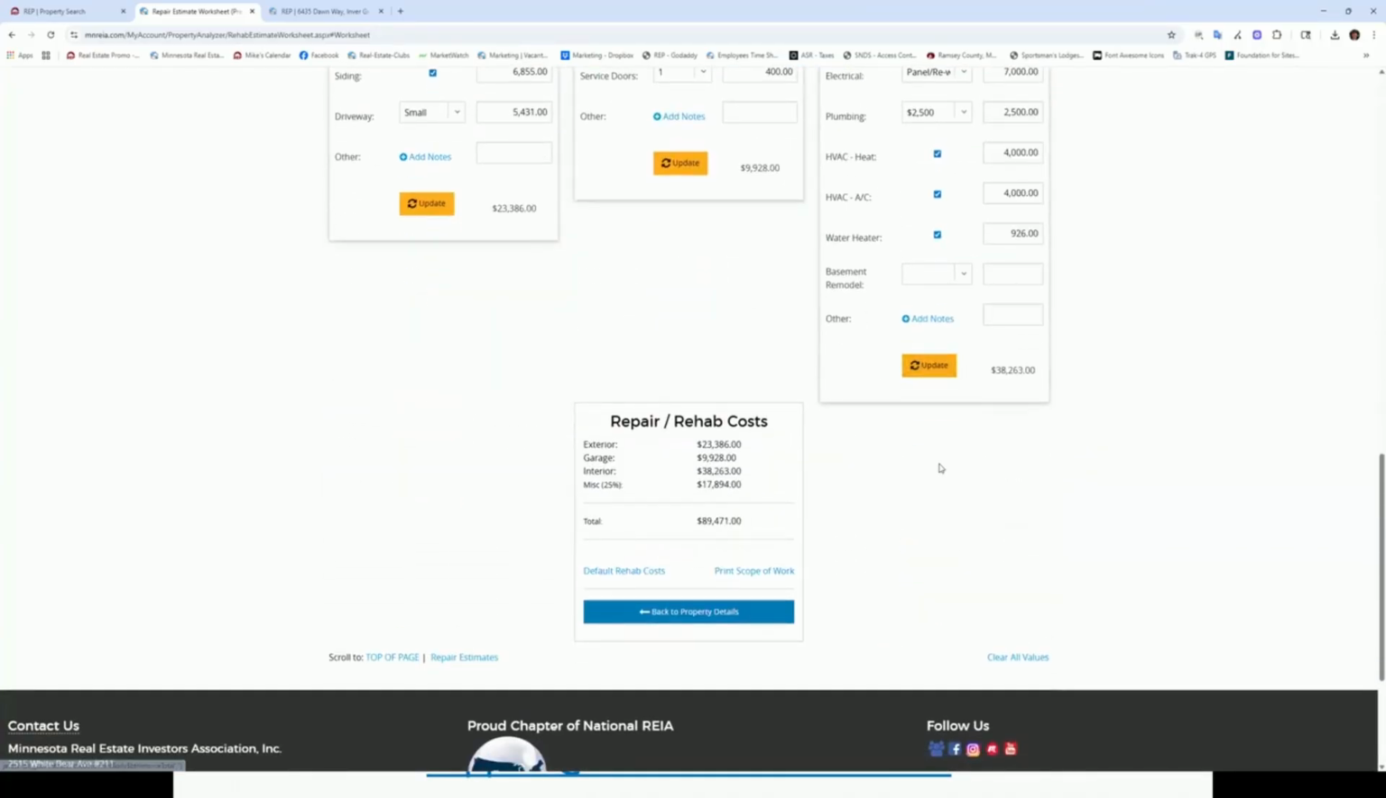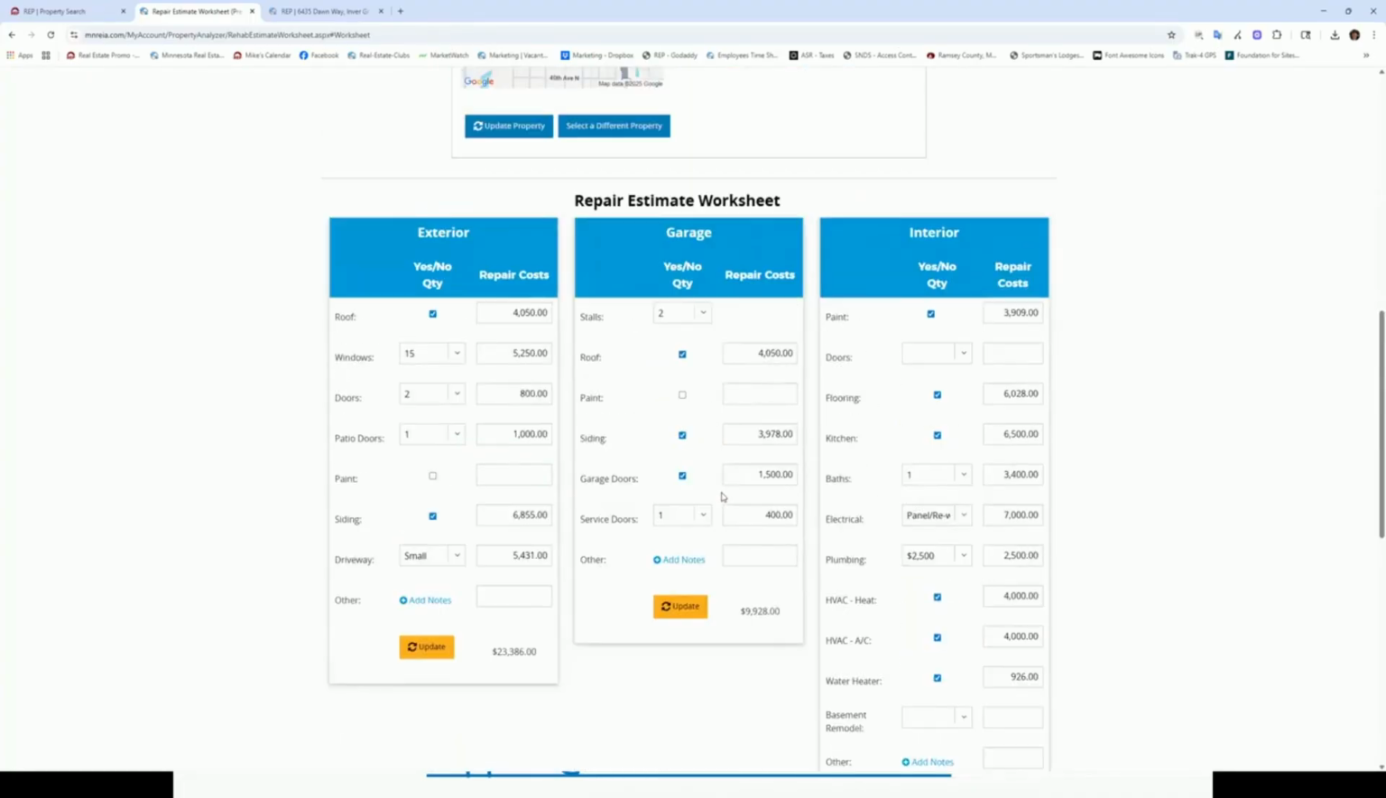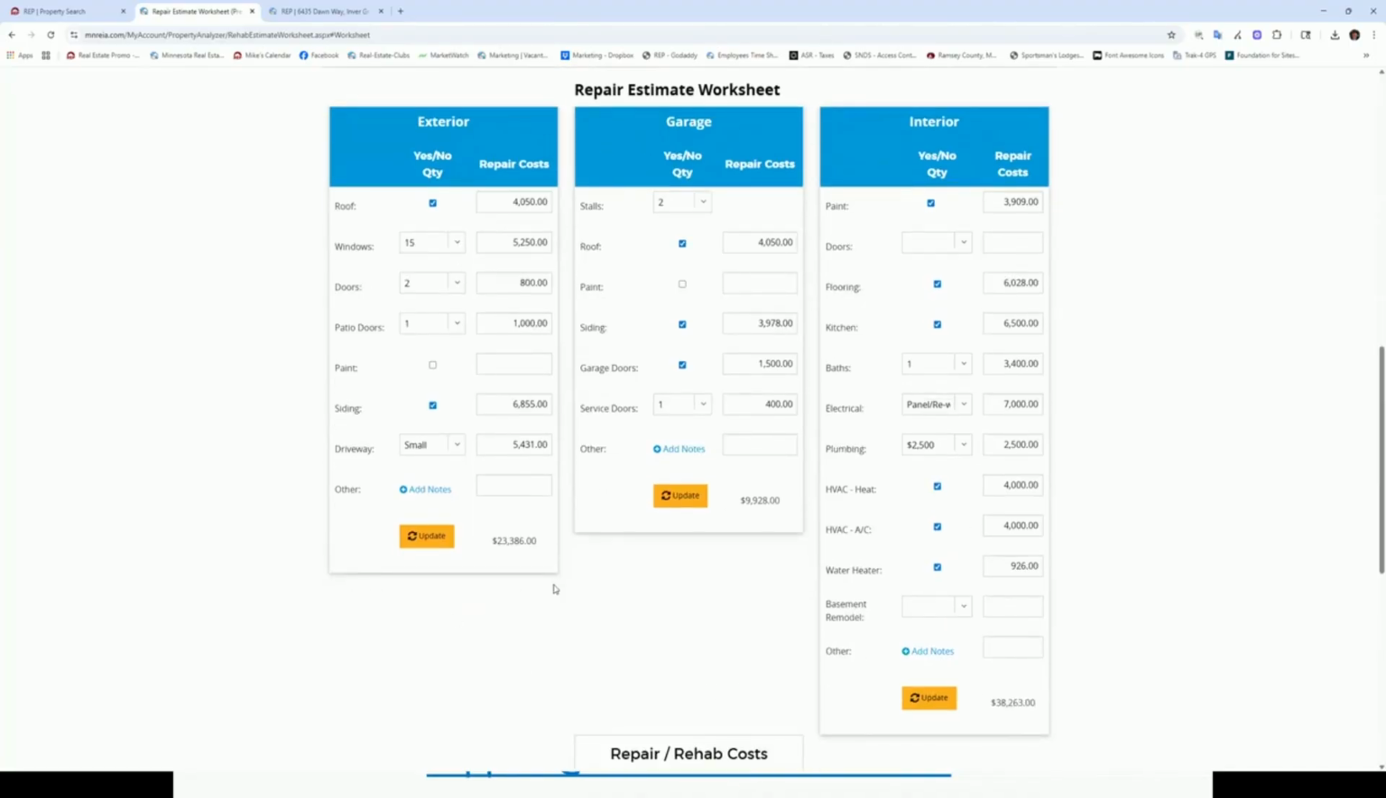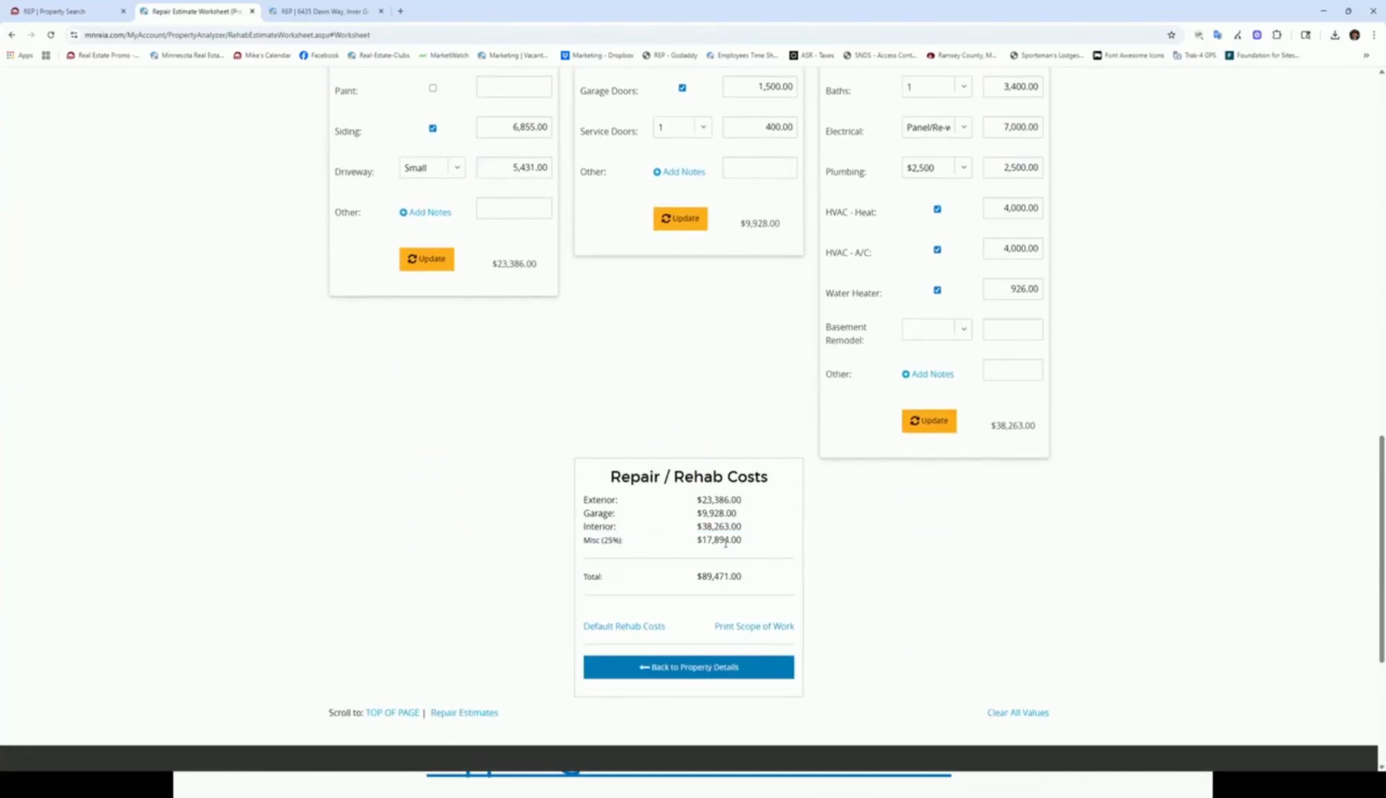All right, so we go through all that, we hit update, and then down below it pulls our values. So we've got our exterior, and then we've got the garage, and then we've got the interior, and then the system also takes 20 to 25%, whatever you put in for your values, for a miscellaneous calculation. Because if you'll notice, here we just looked at all the major components of a property. Well, there's also a ton of different miscellaneous things that have to be done in a rehab, but we don't need to go through and try to calculate all that. So we just use a miscellaneous factor for all the rest of that stuff, which is a pretty good number.